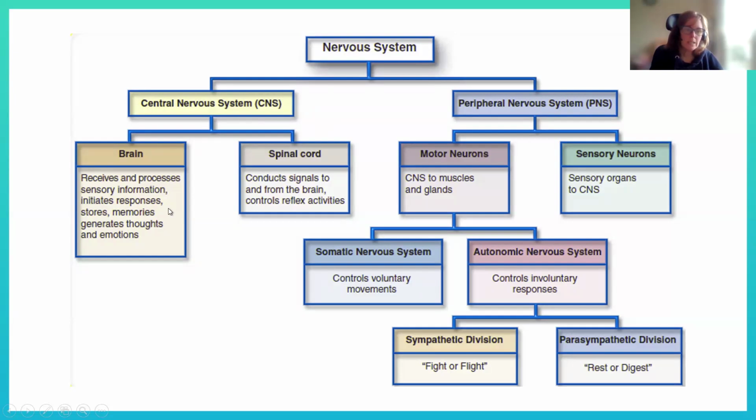The brain is a huge subject on its own, and we don't go into massive detail about the brain on this course. It receives and processes sensory information. It can store memories, generate thoughts and emotions. That's a lot. Really, we're just interested in the receiving and processing of sensory information for now. What does the spinal cord do? It conducts signals from the brain, but it also controls reflex activities.